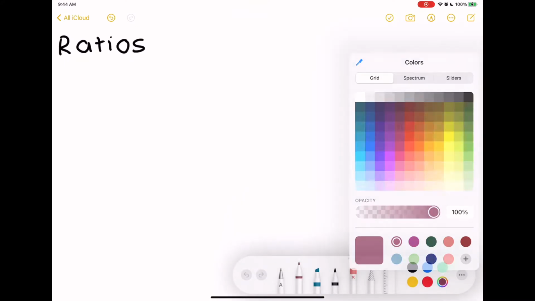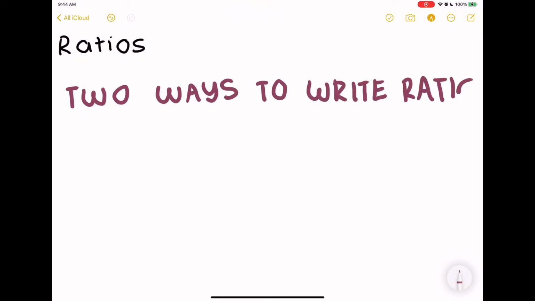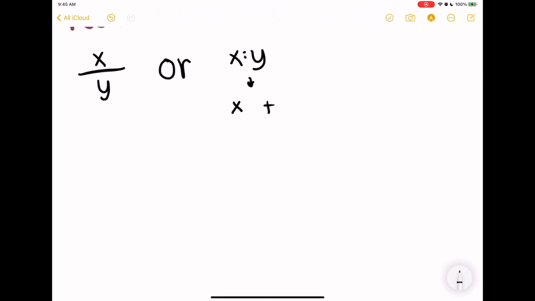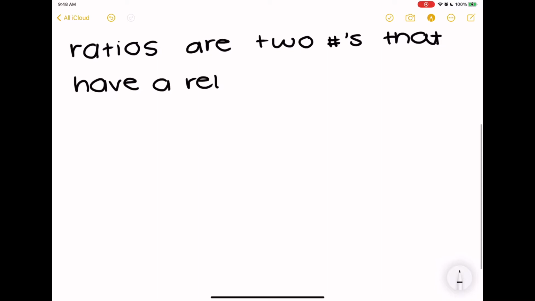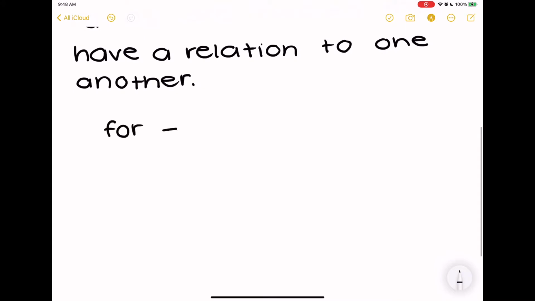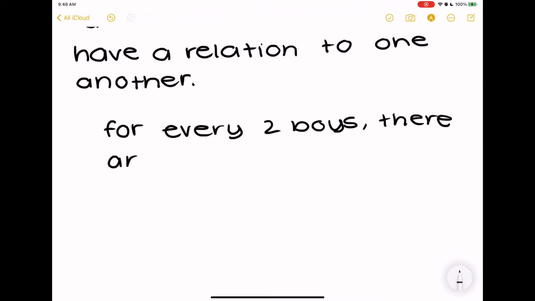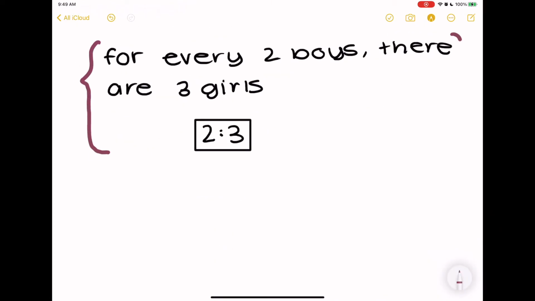There are two main ways that we can write ratios. One way is using a fraction bar, just like x over y. That resembles two terms. Or x and then a colon to y, or just x to y. Ratios are two numbers that have some sort of relation to each other. For example, for every 2 boys, there are 3 girls. So this means that our ratio would be 2 to 3, because for every 2 boys, there are 3 girls.